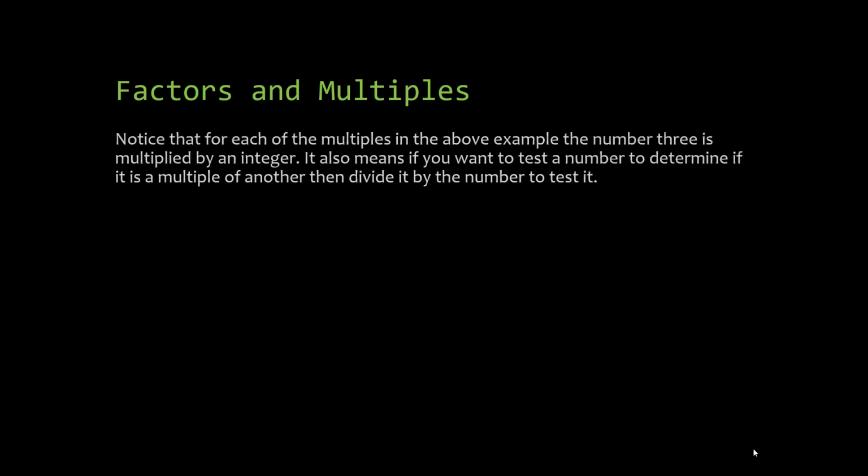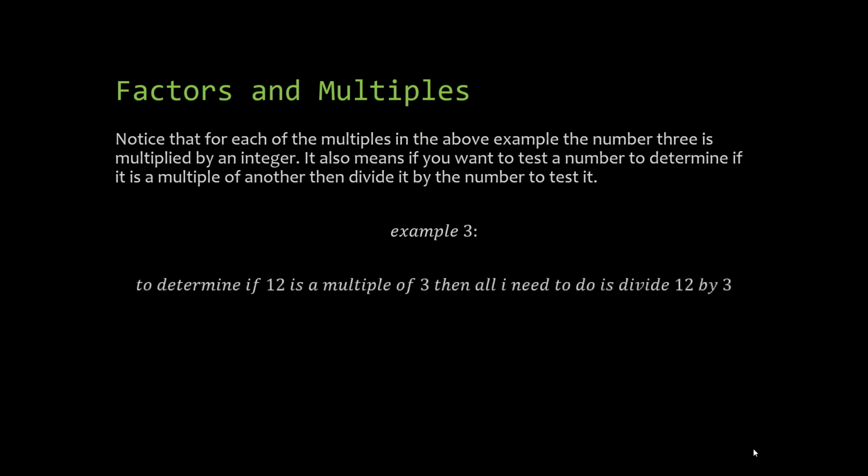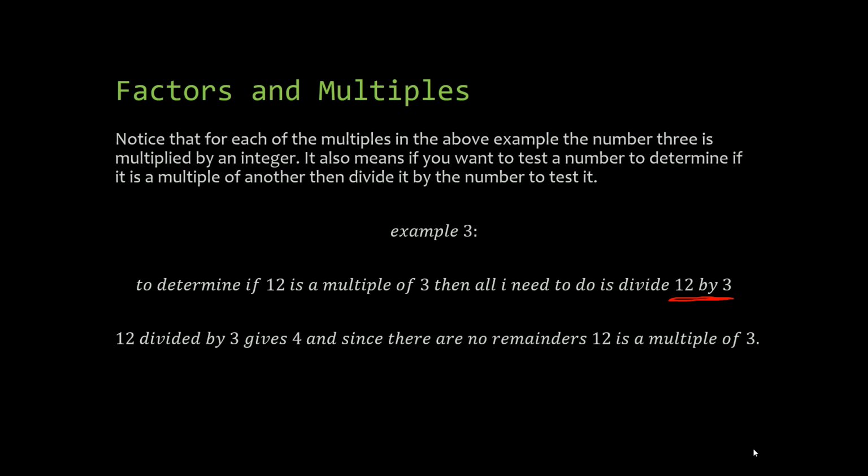And when it comes to the multiple, we can test other numbers to see whether or not they are multiples of a particular number by just simply doing a division. If, for example, we have to test 12 to see if it is a multiple of 3, then all we simply have to do is take 12 and divide it by 3. And since 12 divided by 3 gives us 4, which is a whole number, then we can say yes, 12 is a multiple of 3 because we are able to get this whole number from it.